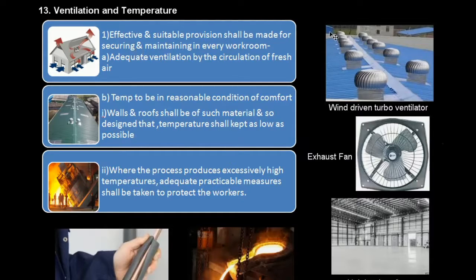Another ventilation type could be a wind driven turbo ventilator. These ventilators are placed on the rooftops of the building. Because of its low density, the heated air will move to the top, to this roof. From the rooftops, because of the pressure difference between the surroundings and the inside of the factory, the air present inside the factory will try to come out of this ventilator.